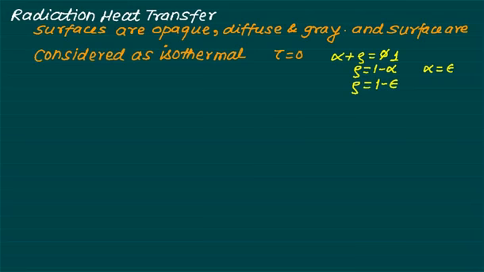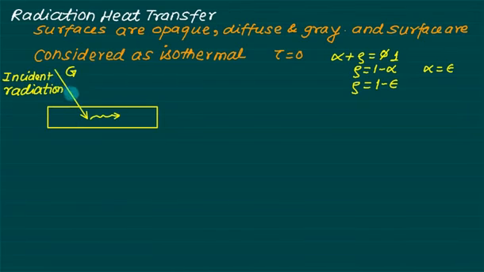Now consider any body, and on this one there is an incident radiation equal to G. As the irradiation falls on the body, some of the energy gets reflected. That amount will be equal to rho times G, and some amount of energy is absorbed. Nothing is transmitted because our value of tau equals 0 and the assumption is opaque.